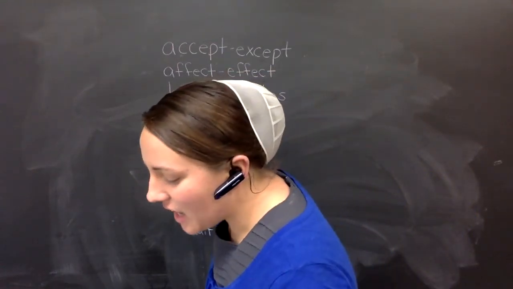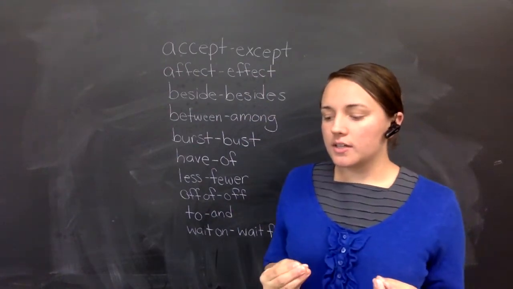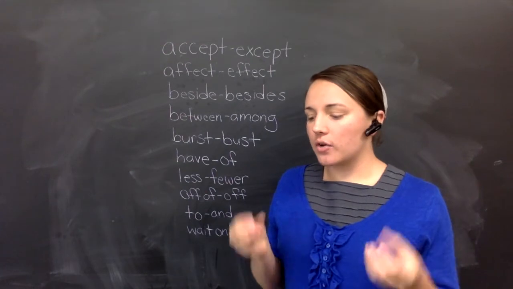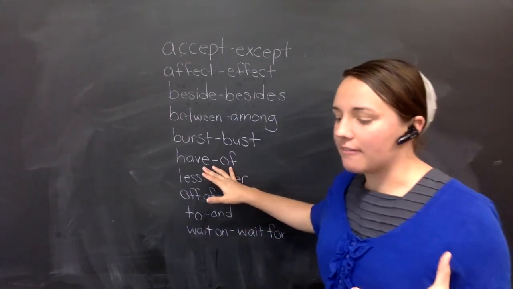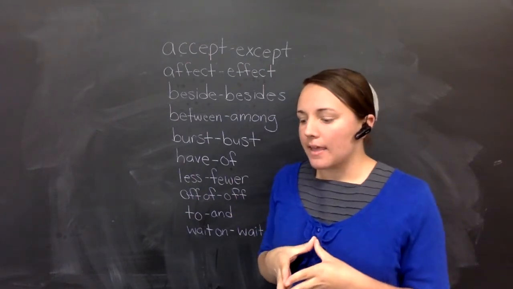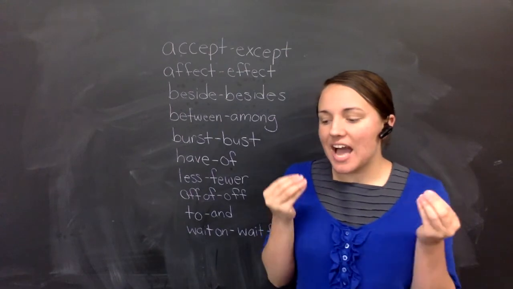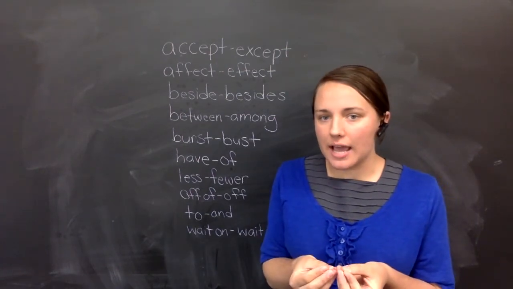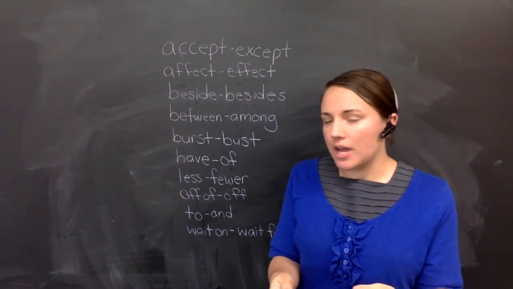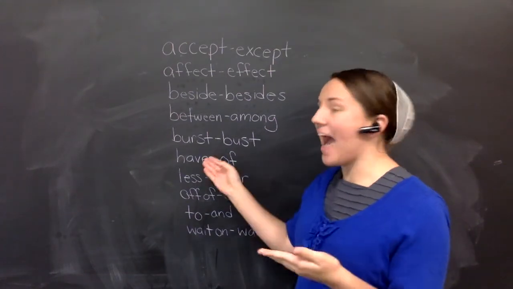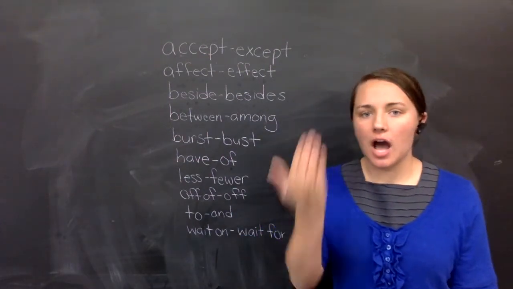Next of all, have and of. Of is a preposition, and you should not use it for the helping verb have. You should not say, I could of gone to school today. You should say, I could have gone to school today. So don't use of instead of have. If you want to say, I could have gone to school, do not say, I could of gone to school.